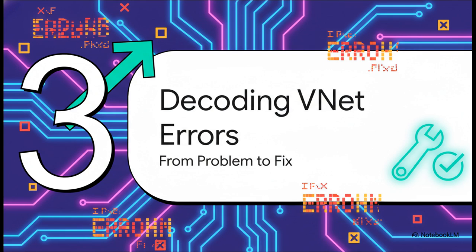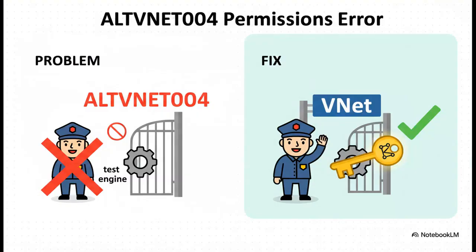It's like a roadmap from problem to solution. Let's start with a total classic, ALTVNET 004. This is a permissions issue, plain and simple. It just means the service doesn't have the right to join the subnet. Remember that VNet injection we talked about? This is the error you get when the bouncer at the club looks at your test and says, sorry, you're not on the list. The fix couldn't be easier. Just grant the network contributor role on the VNet, and you're in.